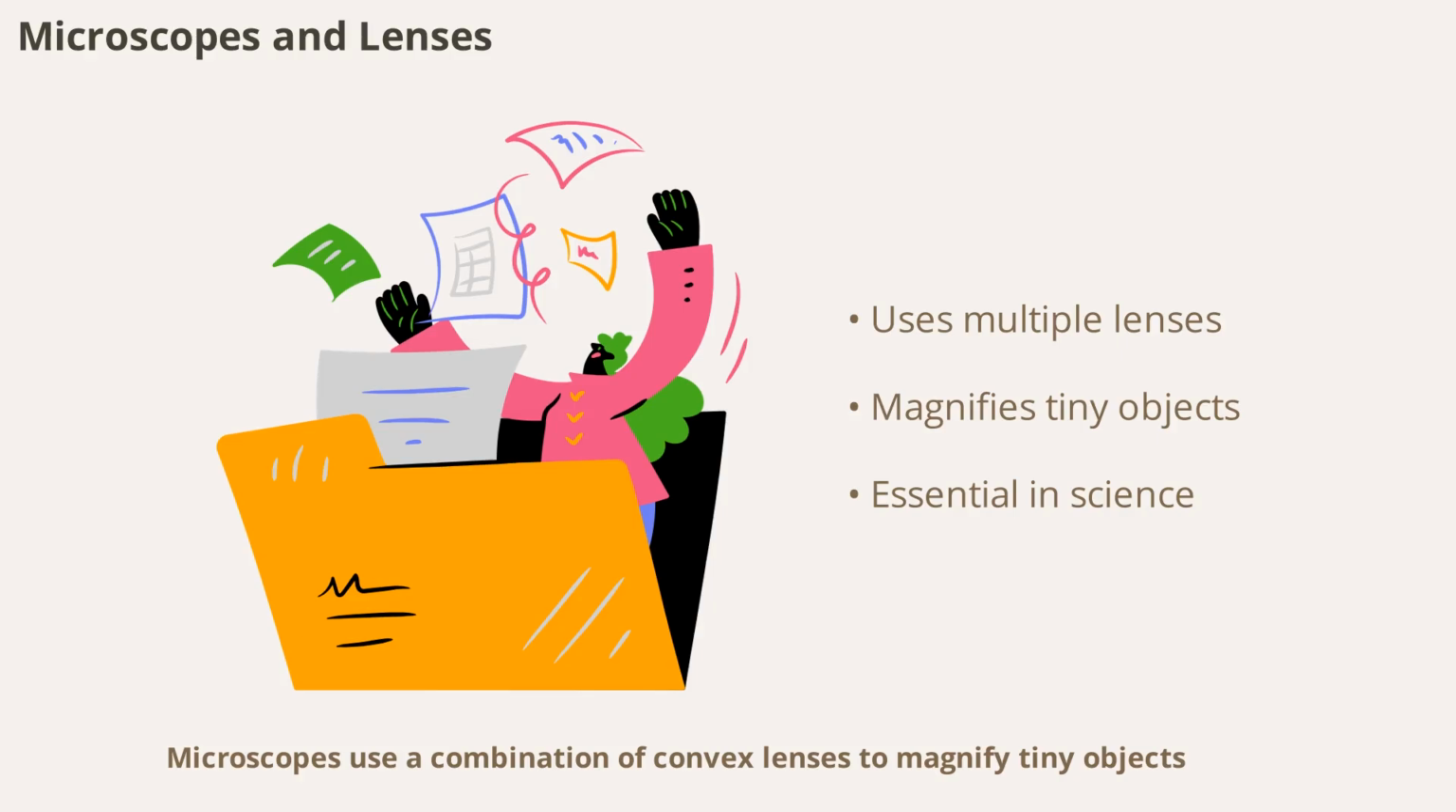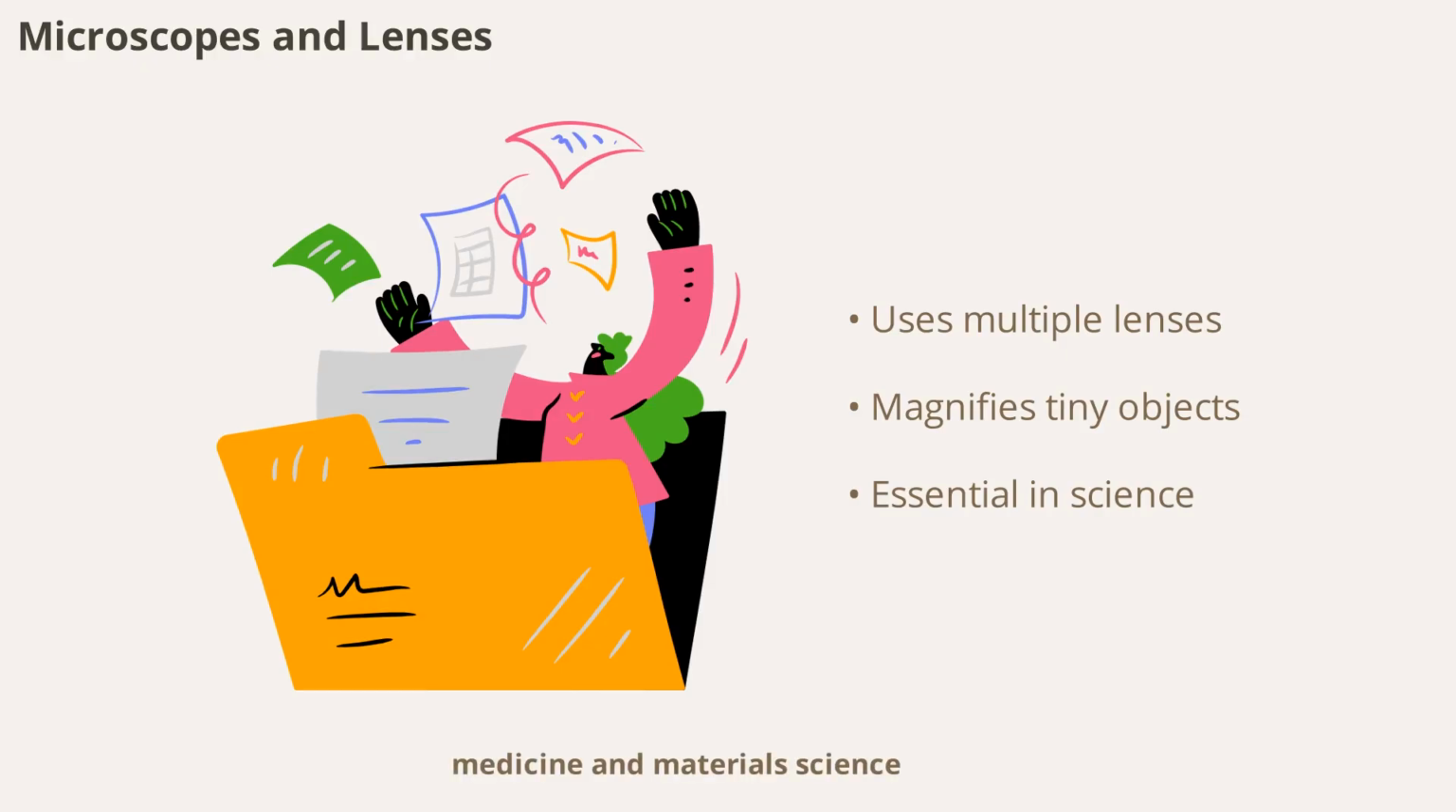Microscopes use a combination of convex lenses to magnify tiny objects, making them visible to the human eye. The objective lens creates a real enlarged image, which is further magnified by the eyepiece. This technology has revolutionized science, enabling discoveries in biology, medicine, and materials science.